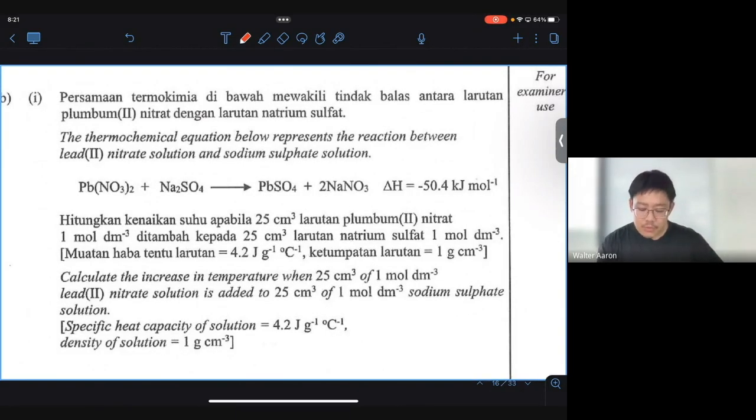So you have Pb(NO3)2 with Na2SO4. You get PbSO4 and NaNO3, and the delta H value is minus 50.4 kilojoules per mole. So it says here, calculate the increase in temperature when 25 cm cube of 1 mole per dm cube of lead-2 nitrate is added to 25 cm cube of 1 mole per dm cube of sodium sulfate solution. As usual, they give you the delta H value, you do it in reverse and find out what theta is.